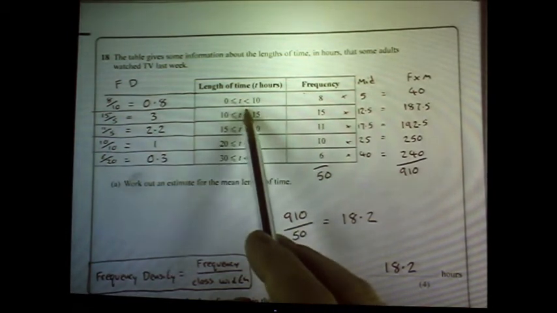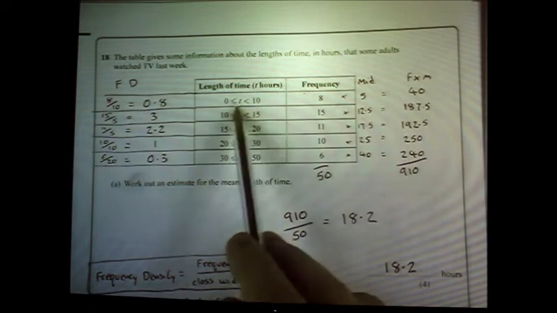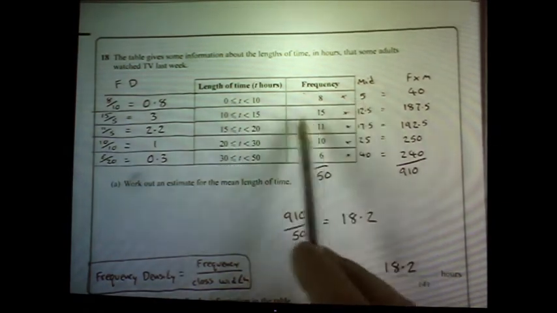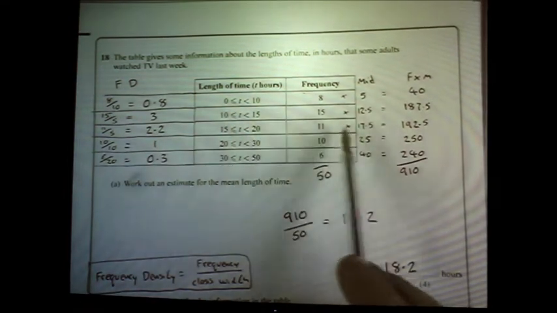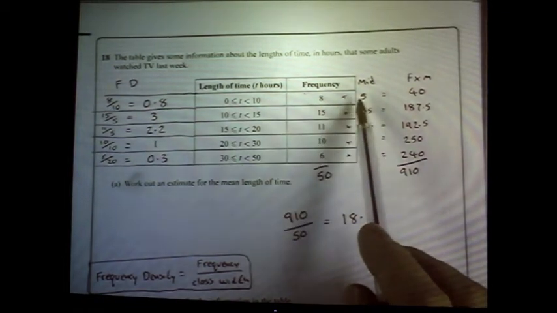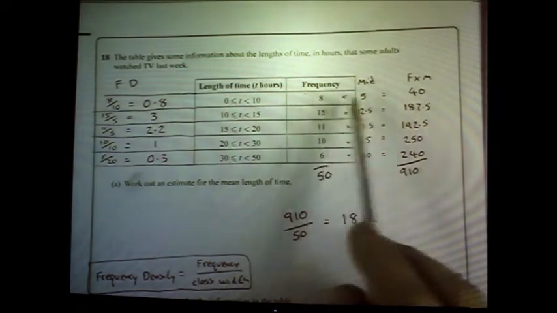We just don't know. So we've got to estimate that they would have all watched it for, pick the midpoint, 5 hours. So that's why I picked the midpoint. The midpoint of this one will be 12.5, that's why I picked 12.5, and so on. So you've got 8 adults who watched, we've estimated, 5 hours of television a week. So you multiply that gives you a total of 40 hours of television.